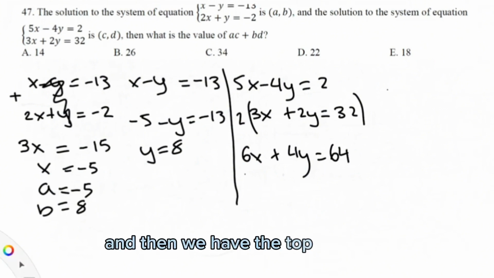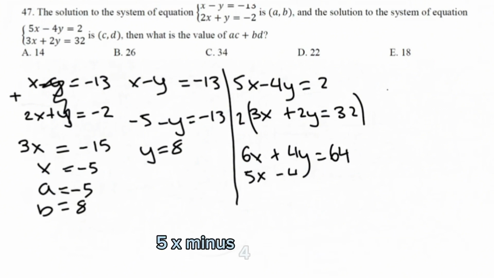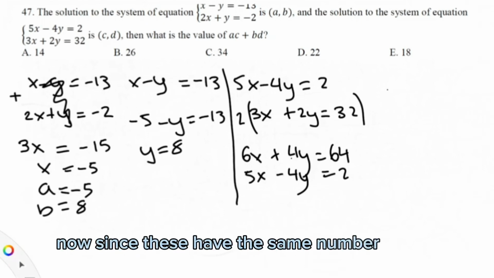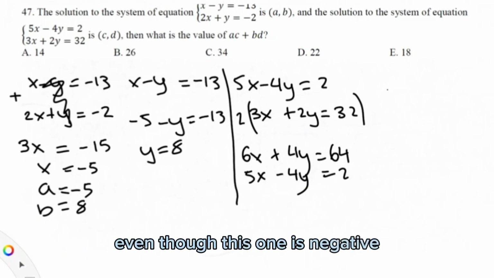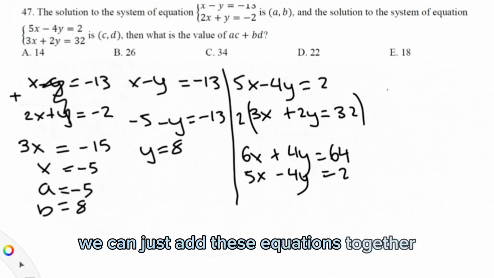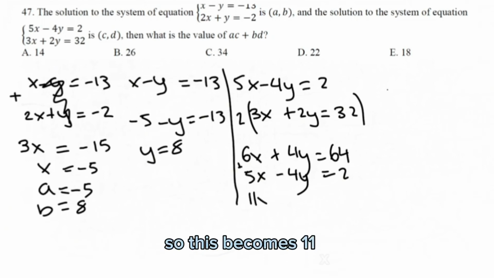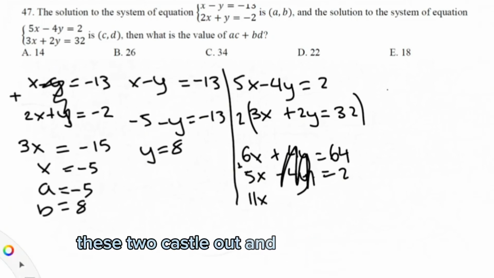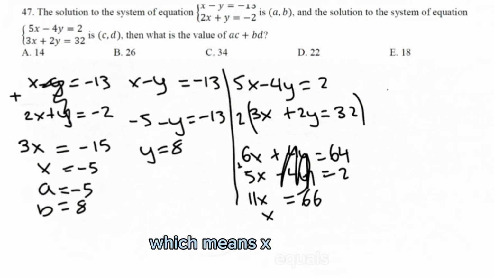And then we have the top equation, 5x minus 4y equals 2. Now, since these have the same number of 4, even though this one is negative, we can just add these equations together. So this becomes 11x. These two cancel out, and then 64 plus 2 is 66, which means x equals 6, since 11x equals 66.